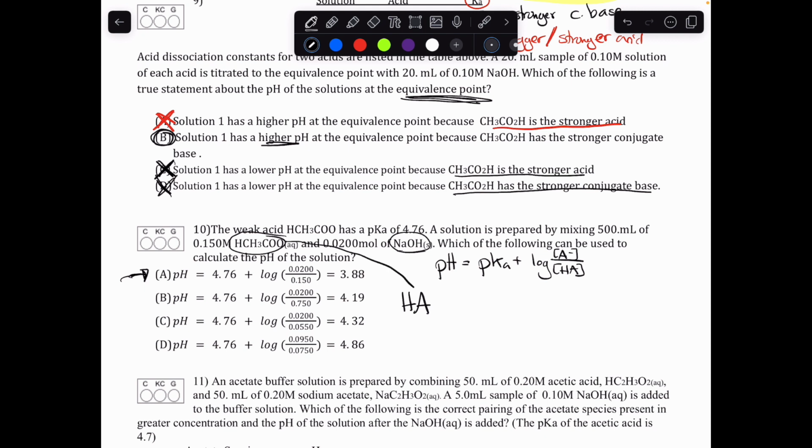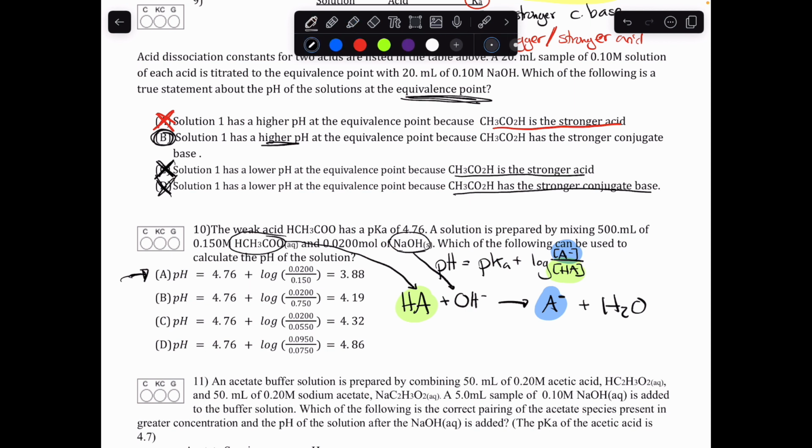So with a buffer solution, the basic idea is we have our weak acid. So this is this guy. We're reacting it with our strong base. I don't care about the sodium side of it. They're going to make A minus and water. So the two components we need to find to plug into our chart here is we need to know how much HA there is and then how much A minus there is.